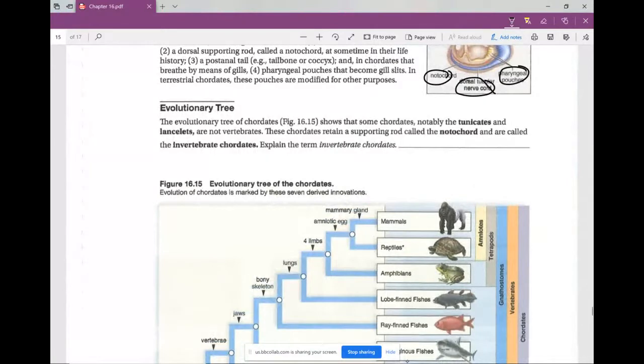Those chordates retain a supporting rod called a notochord and are called the invertebrate chordates. Why? Because they don't have vertebrae. Missing the vertebrae. And remember, the vertebrae is the backbone. So they don't have those bones.